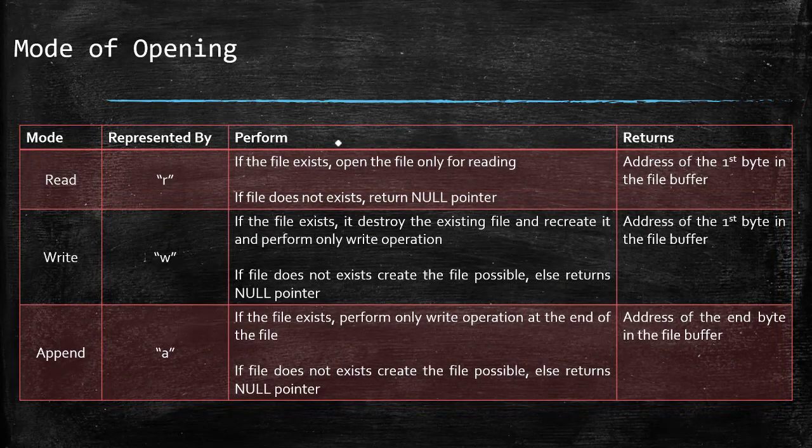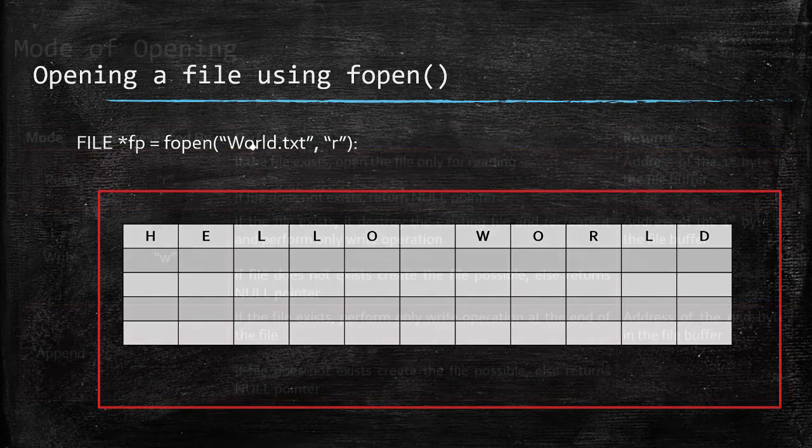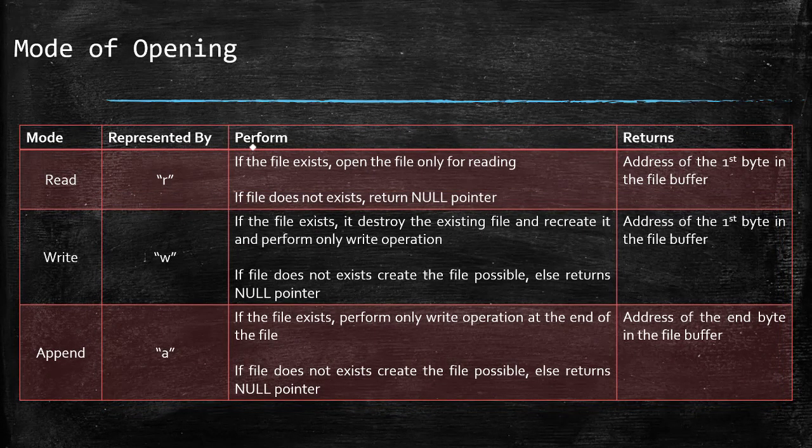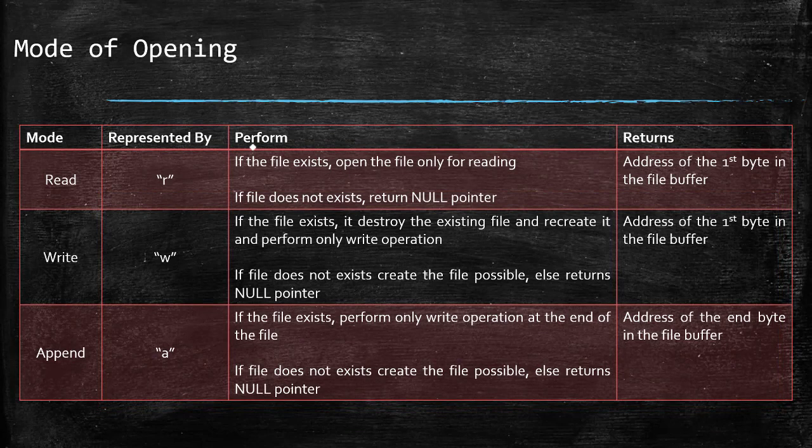Now how does it perform? If the file exists, meaning the file name we are specifying, here world.txt, is present in the hard disk, then it will open the file for reading only, so we can perform the reading. Now if the file does not exist, suppose world.txt is not present in my hard disk or the source path we have mentioned, then it will return a null pointer. So if the fopen function returns a null pointer in read mode, it means the file does not exist.